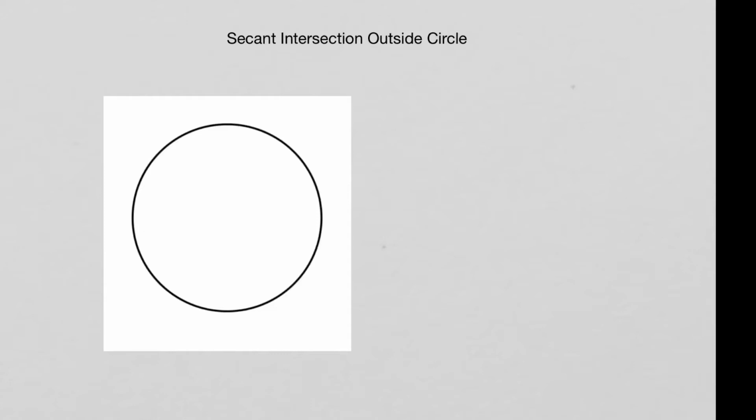A secant is, have you got your notes ready? A secant is a straight line that cuts the curve into 2 or more parts. Once again, a secant is a straight line that cuts the curve into 2 or more parts. Here's what a secant looks like. It's a straight line and it cuts the curve, which in this case is a circle, into 2 or more parts. We're going to be dealing with 2 secants that intersect outside the circle.